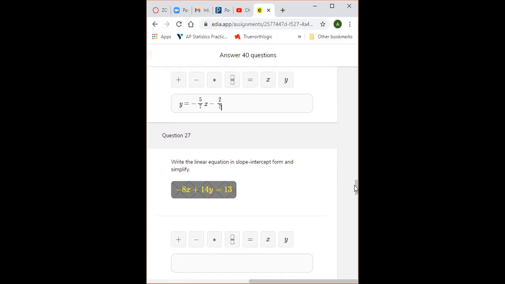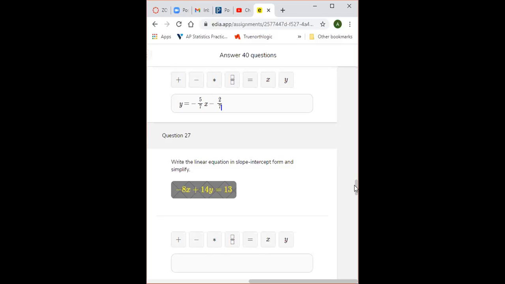So same thing, it says put it in slope intercept form. So don't be freaked out by that. Slope intercept form means just solve for y. So here's your next one. Negative 8x plus 14y equals 13. We're going to move x, so we change the sign to move it. We get 14y equals 8x plus 13. If you don't put your x first, it will still count it correct, okay?